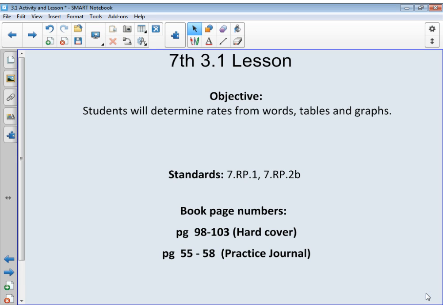This is 7th grade lesson 3.1. Our objective: students will determine rates from words, tables, and graphs. The standards covered in this lesson are 7.RP.1 and 2B. The page numbers for this lesson are out of the hardcover book, pages 98 through 103, and out of the practice journal, pages 55 through 58.